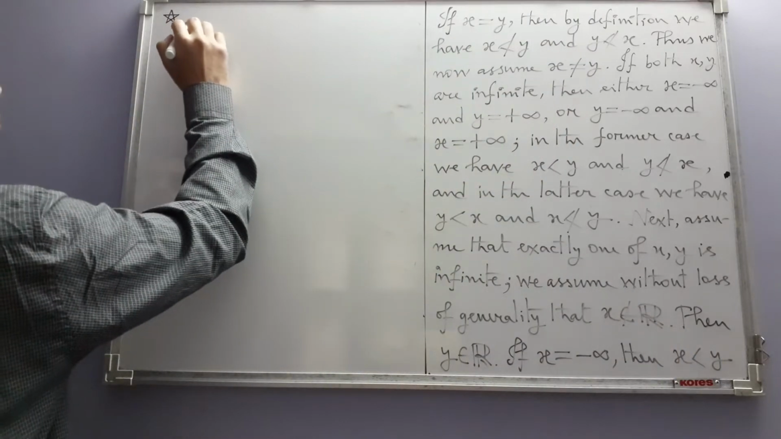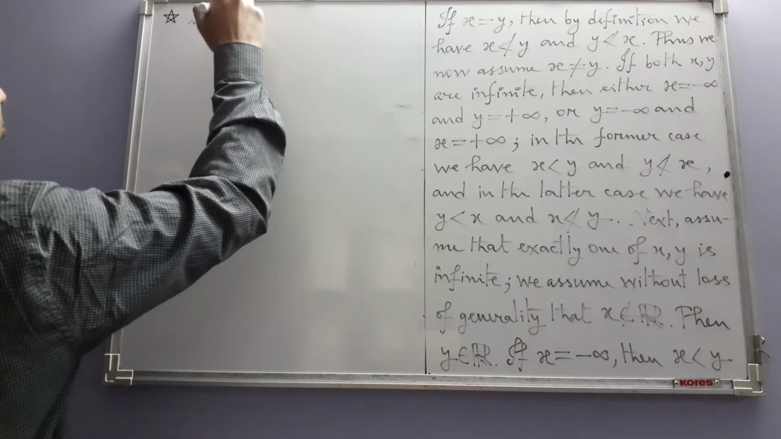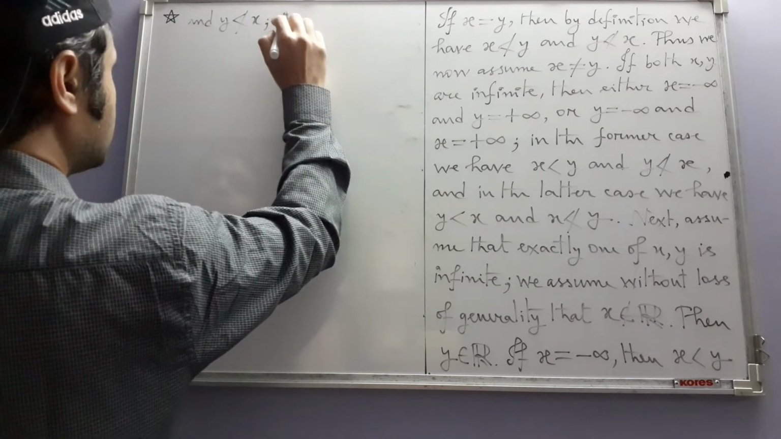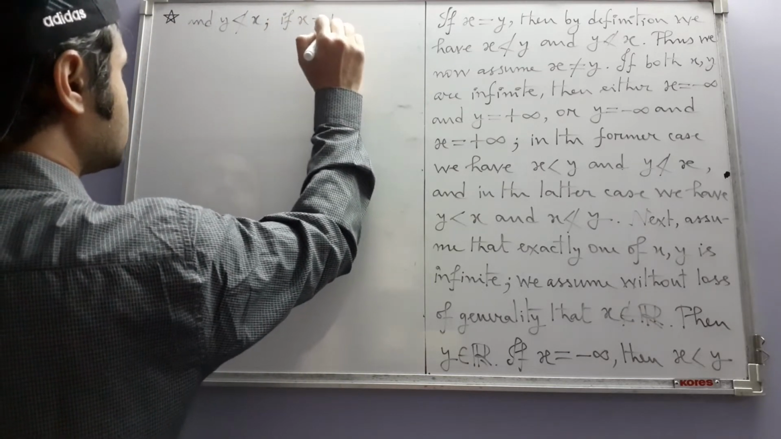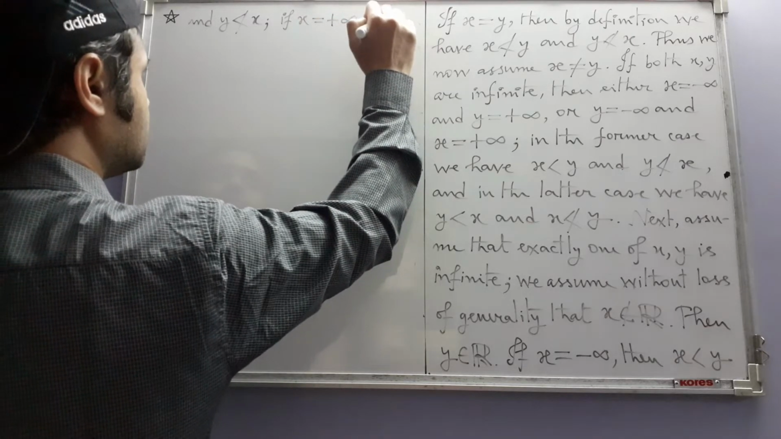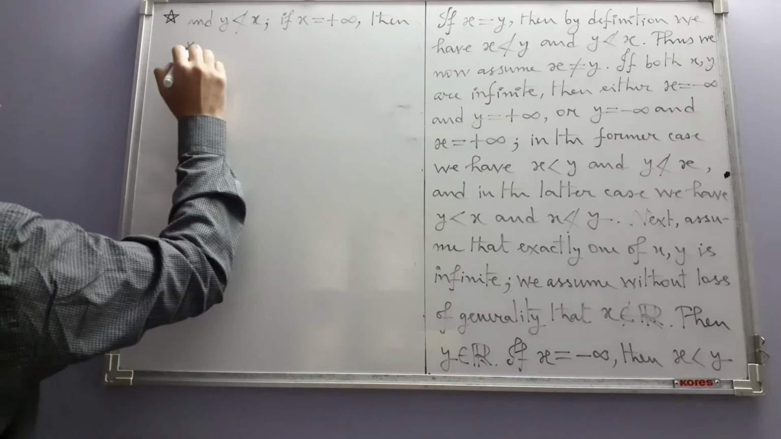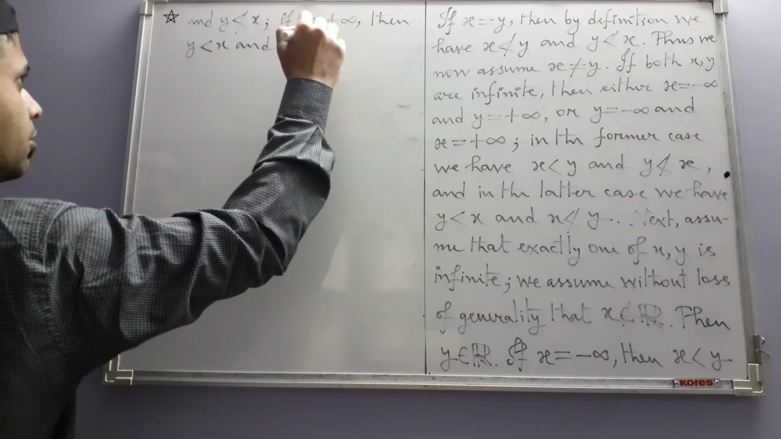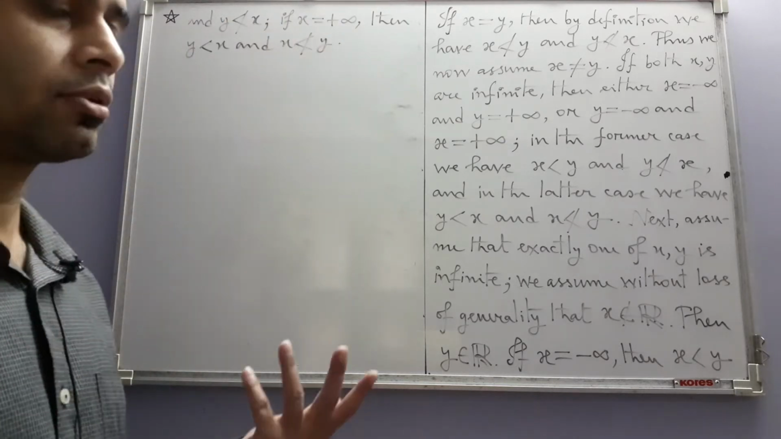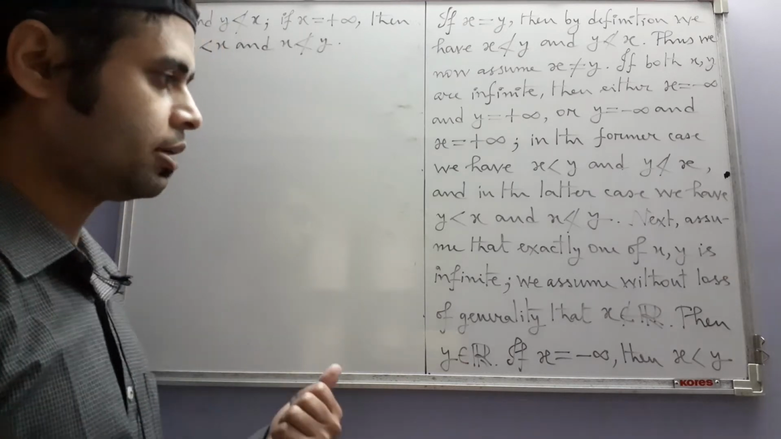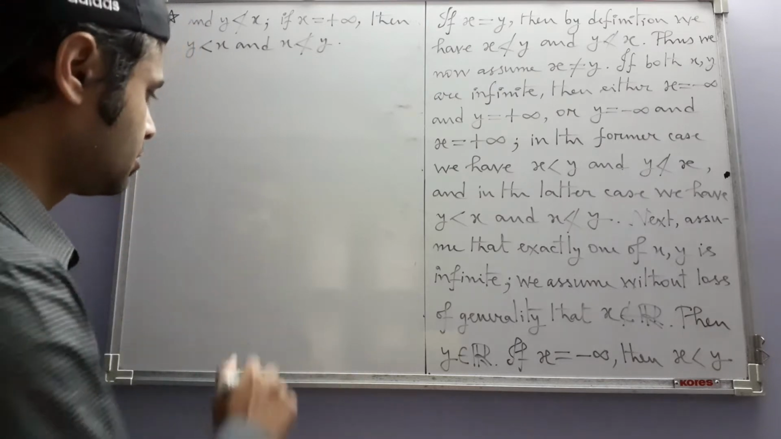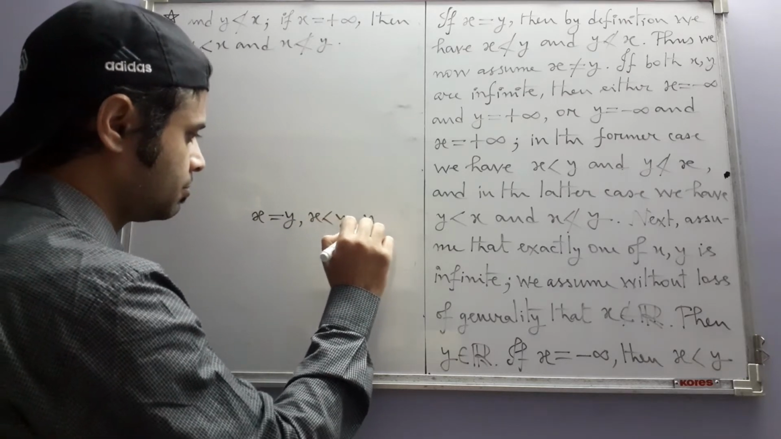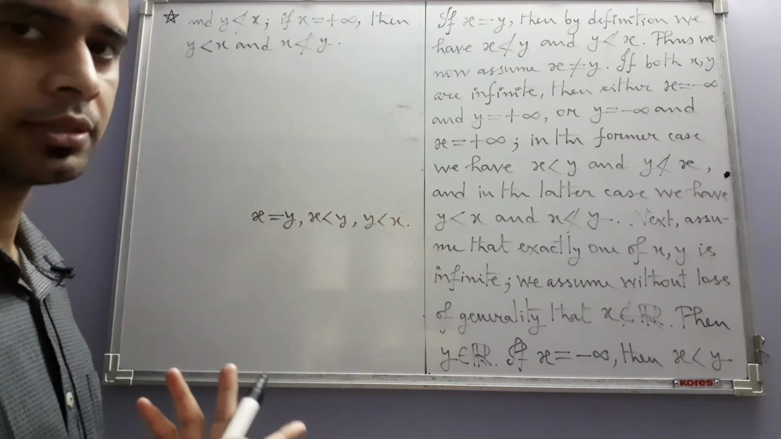And y is not less than x. On the other hand, if x is plus infinity, then y is strictly less than x and x is not less than y. So we have covered all the possibilities, and in each case we have shown that exactly one of these three conditions is true. So trichotomy has been proved.